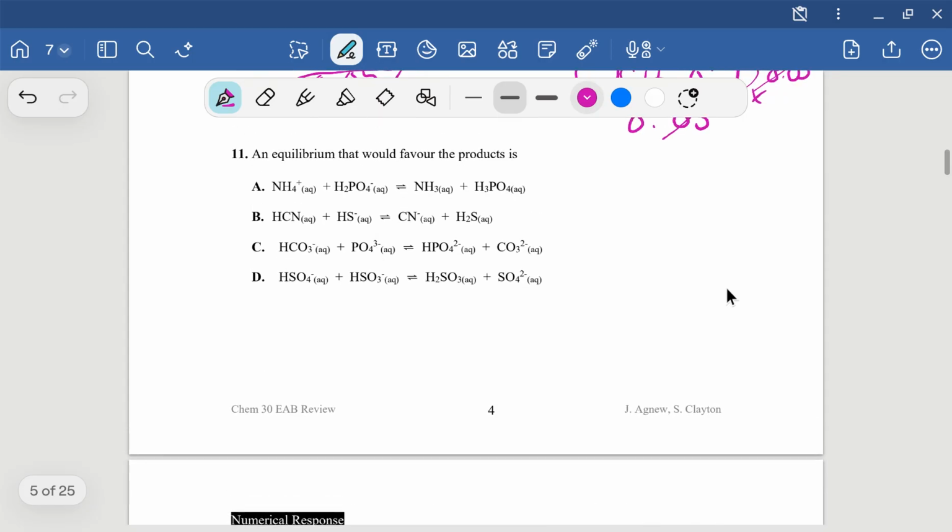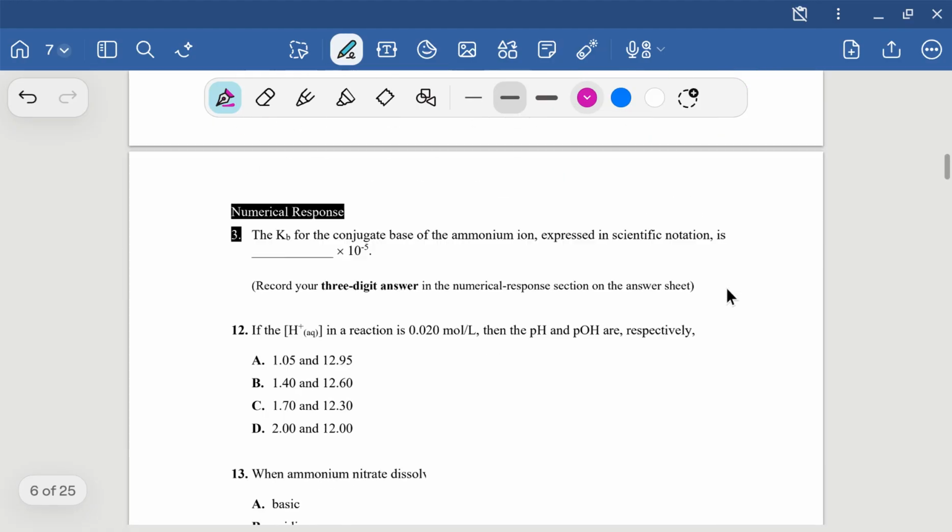Next one, an equilibrium that would favor the products. If it's products being favored, your acid would be higher on the table than your base, looking at page 8-9, and the one that would show you that is C. So if you take a look at your acid here, it's going to be higher on the table than your base, and that would make products being favored. If you check the other ones, your base is higher than your acid, so that would be reactants being favored.